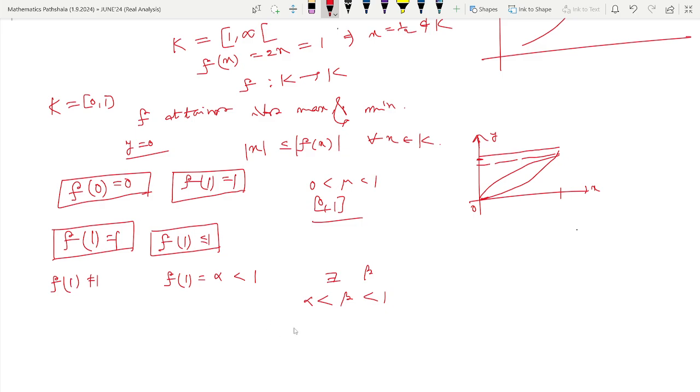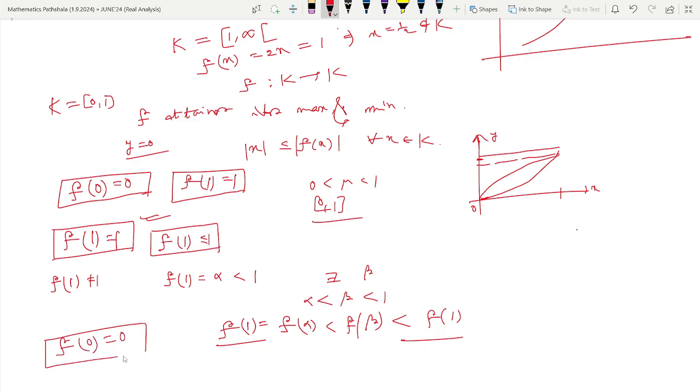So now, by the given condition, we have f(alpha) less than f(beta) less than f(1). And this is f(1). So f(1) is strictly less than f(1), which is a contradiction. So we must have f(1) equal to 1. And in exactly a similar manner we can prove that f(0) equals 0.